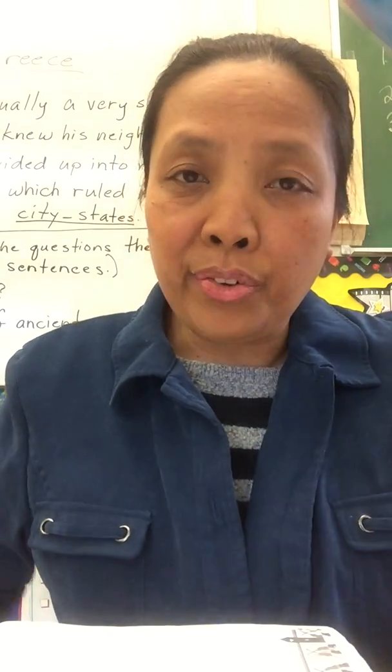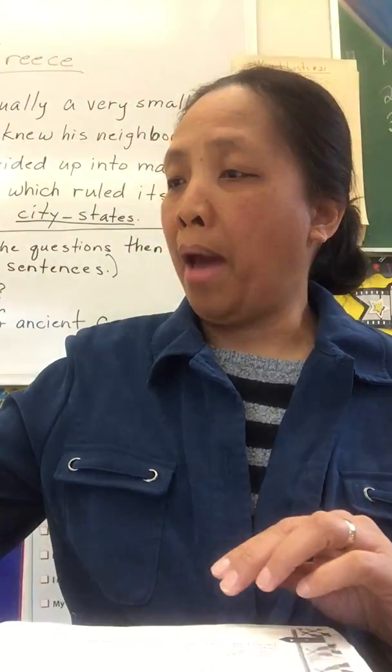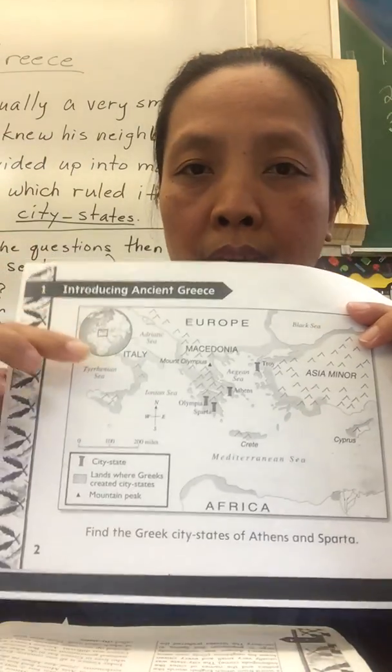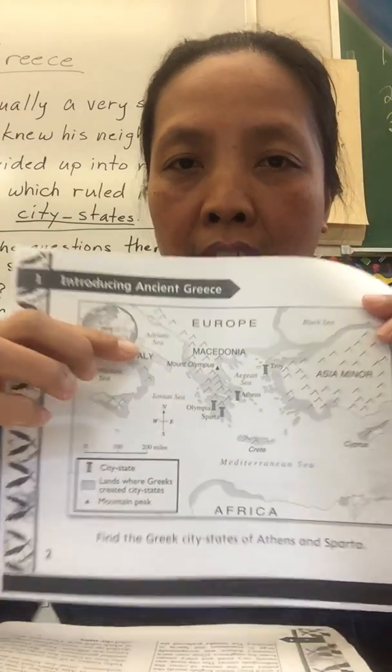Okay? Now, in ancient times, the Greeks settled some areas that are no longer part of Greece. For instance, there were Greek settlements in Italy. Can you find Italy in your map? Okay. So, where is Italy in your map? Can you find it? Italy is somewhere here. Okay? Right here, Italy.